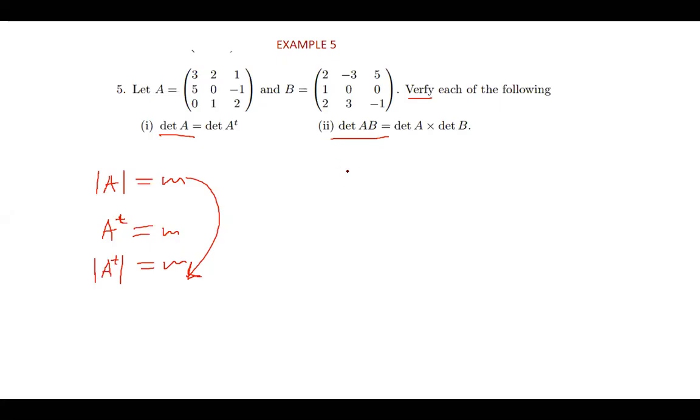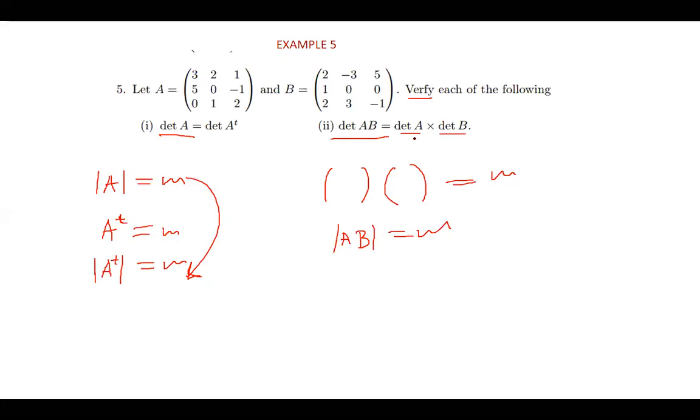When you multiply A and B, you get your matrix there, and then find the determinant of this. So find the determinant of AB. You're going to discover that the determinant of the multiplication of A and B will just be the same as the determinant of A multiplied by the determinant of B.